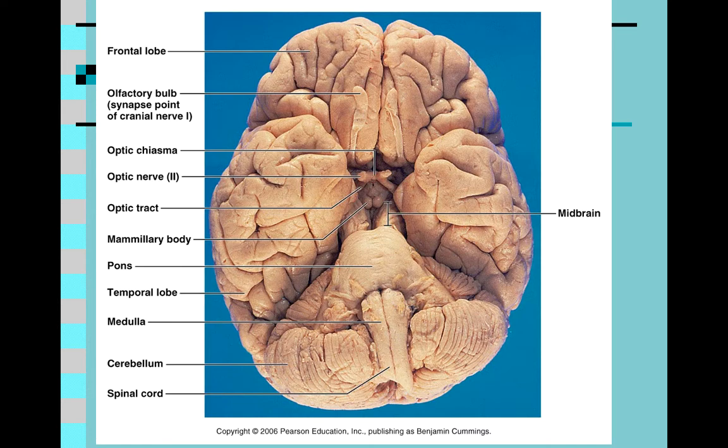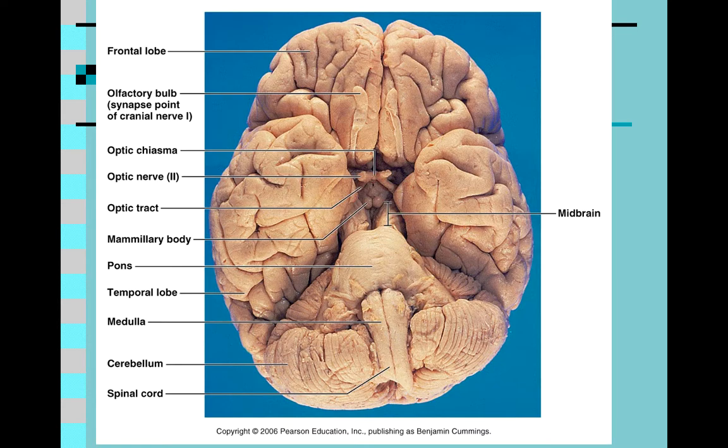All right, so cerebellum is directly connected to the pons. The pons is then directly connected with the rest of the brain, brainstem, spinal cord, all of that. All right.